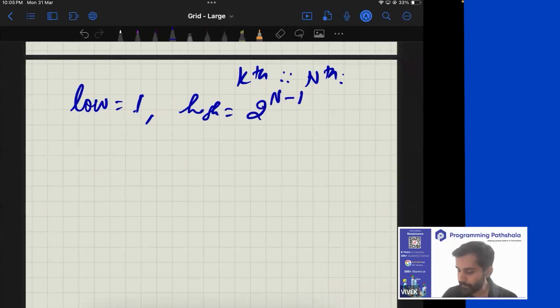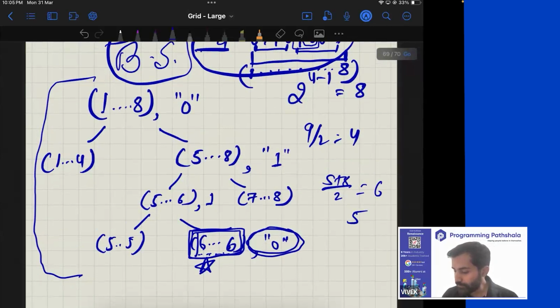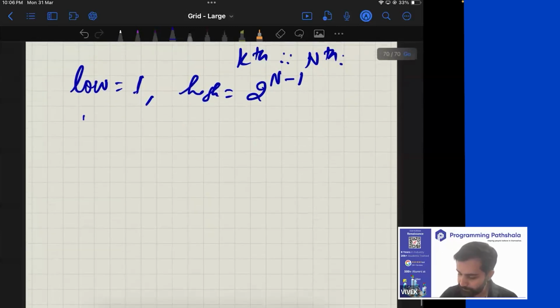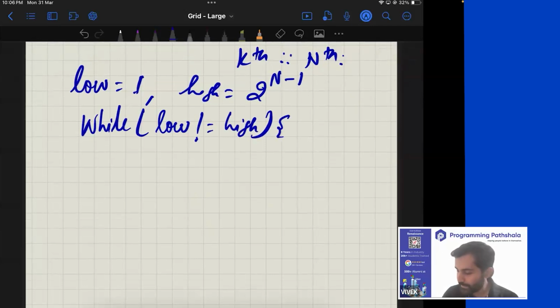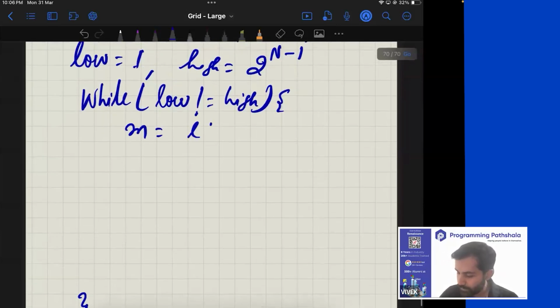Correct? Yeah. Now, what will be your logic? See, how do you work? Every time you find out the mid and you either go to right or you go to left. You either go to right or you go to left after finding your mid. That's what you do, right? Okay. And when do you stop? You stop when both the low and high are same. Correct? That is your base case. So you say while low and high are not equal, as long as low and high are not equal, what I'll do is I'll find mid, which is low plus high by 2.